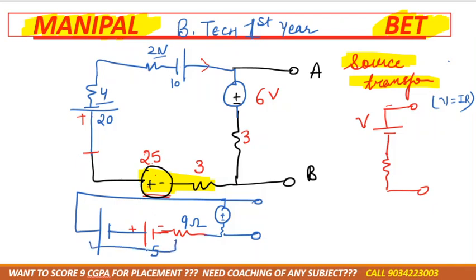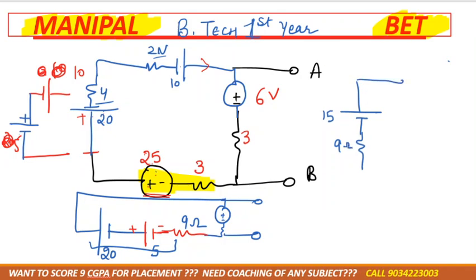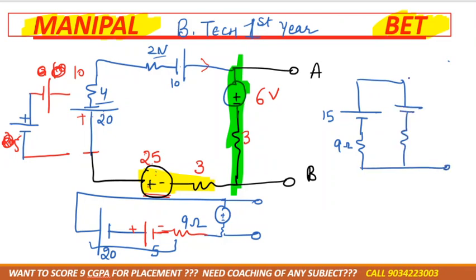Now these are connected in series or in parallel? Tell me. After this, if I solve this circuit further, this will convert into a single battery of 15 volt and the resistance will be 9 ohm. Yes, and this one is as it is, we didn't touch this part. So this is a 6-volt battery and the resistance of 3 ohm as it is, right?